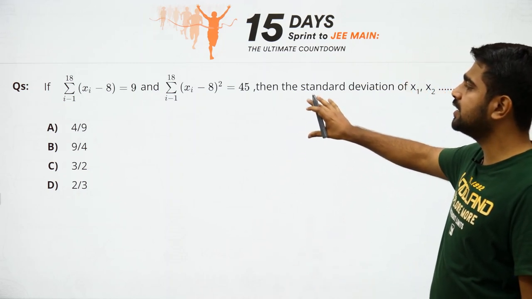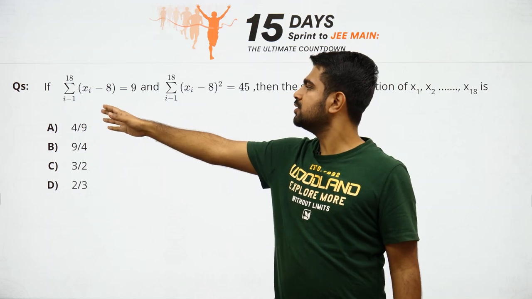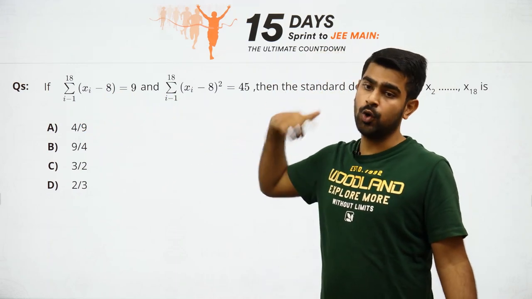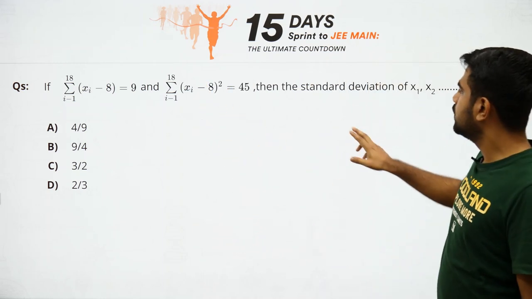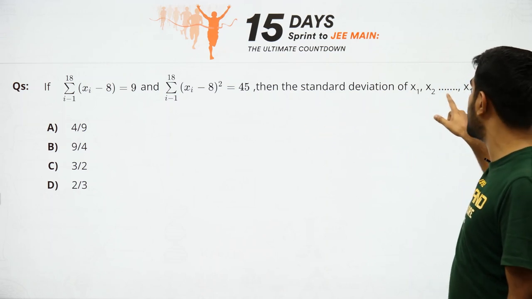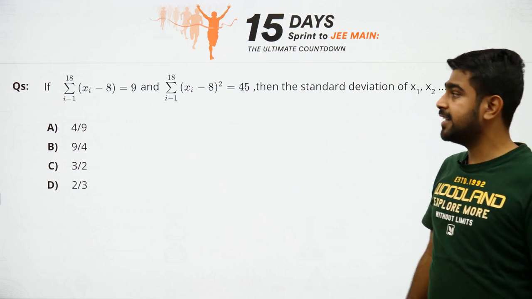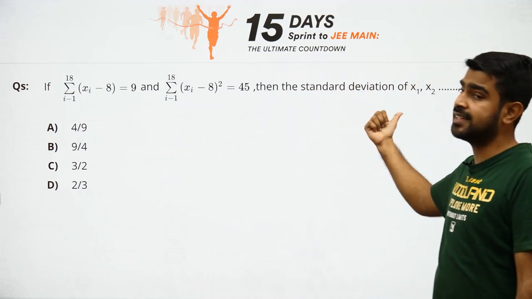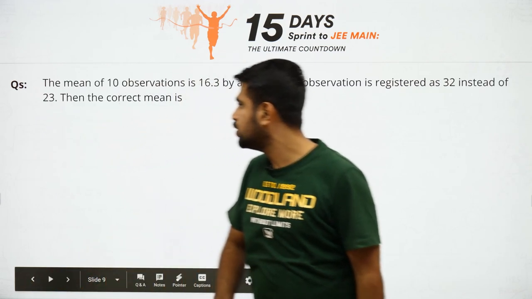So let us see what they have asked here. They gave the sum of (xi minus 8), and then the sum of (xi minus 8) whole square is equal to 45. Now, what do I have to find? They are asking the standard deviation of x1, x2, x3, x4 till x18. They didn't ask the standard deviation of xi minus 8. They asked the standard deviation of the xi's alone.